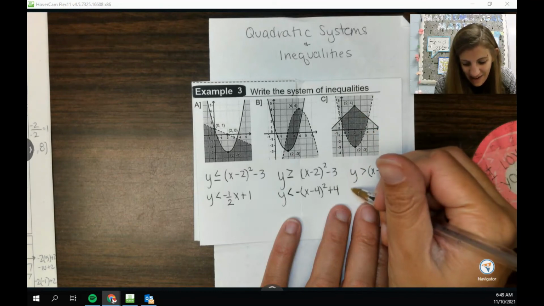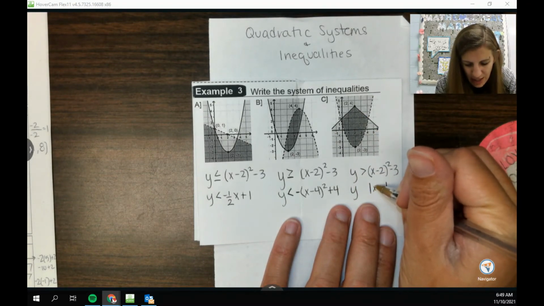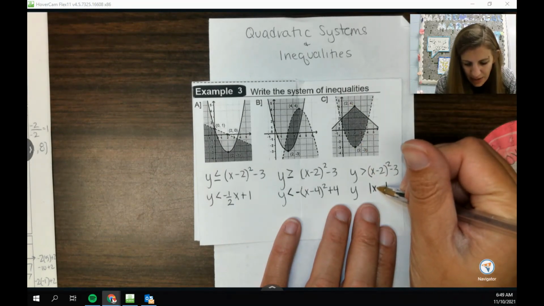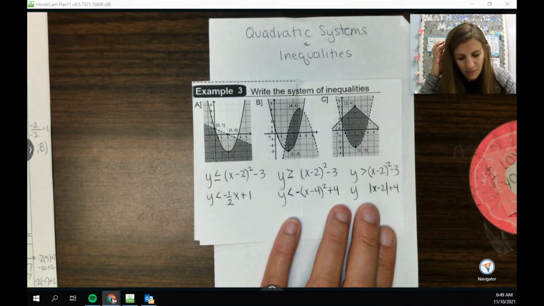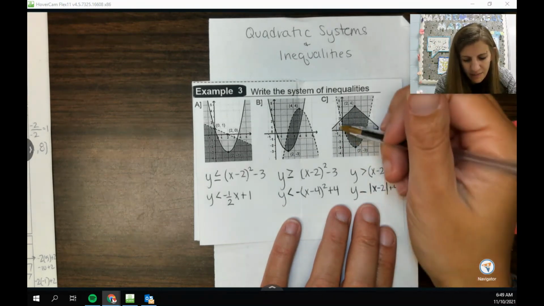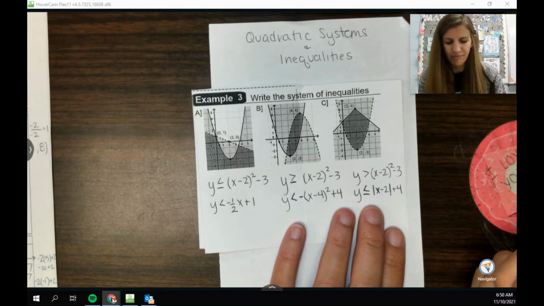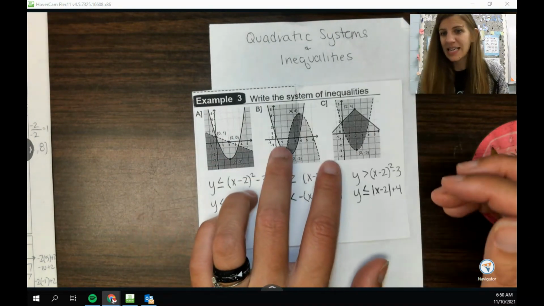Now my other graph is a V graph, so that's going to be like an absolute value situation. We're going to take our vertex, so 2 and 4, and put like x minus 2 plus 4. And this graph is equal to, so we'll have the equal to line. Seems like we shaded below, so less. Easy, easy, hopefully.